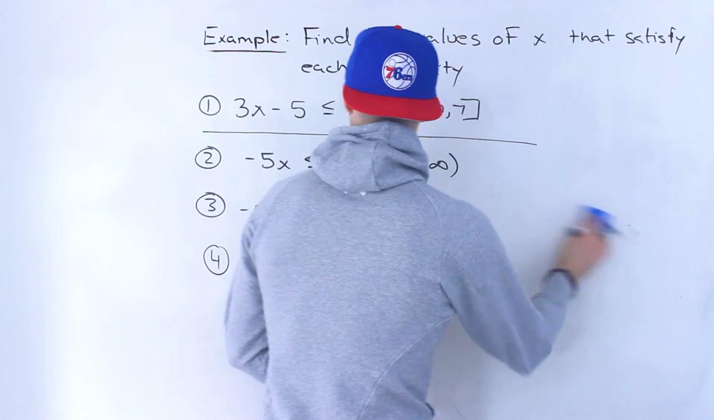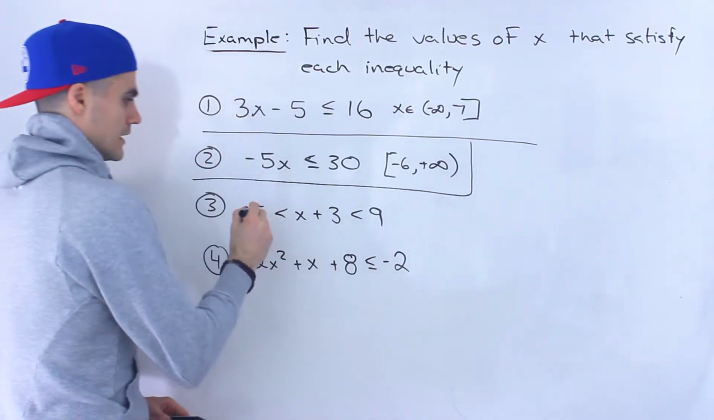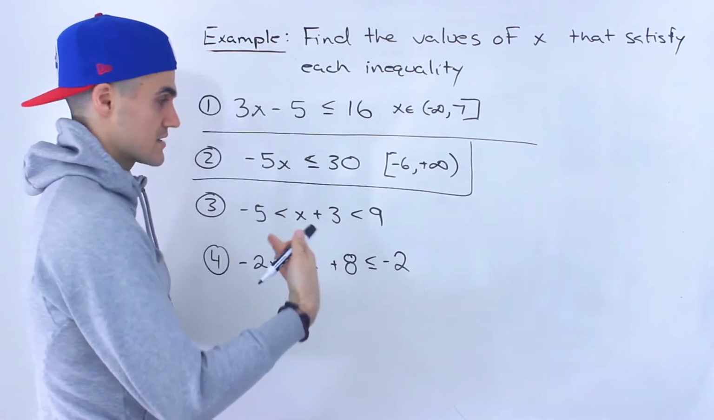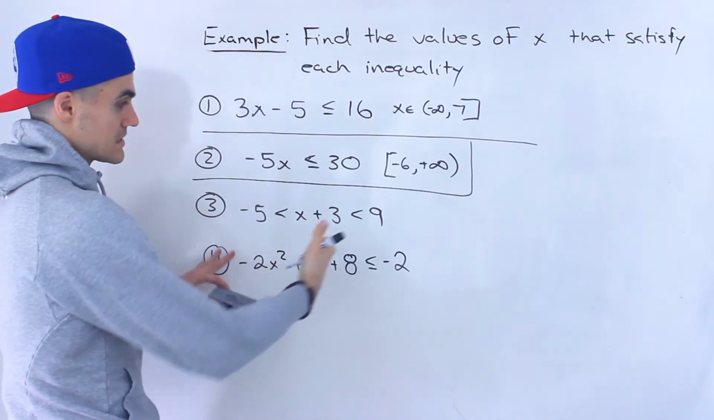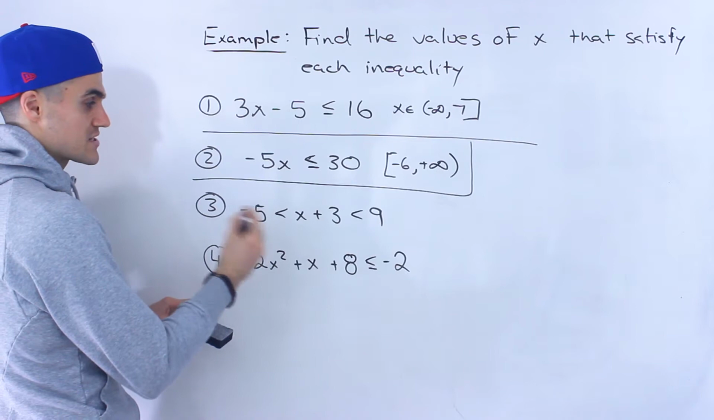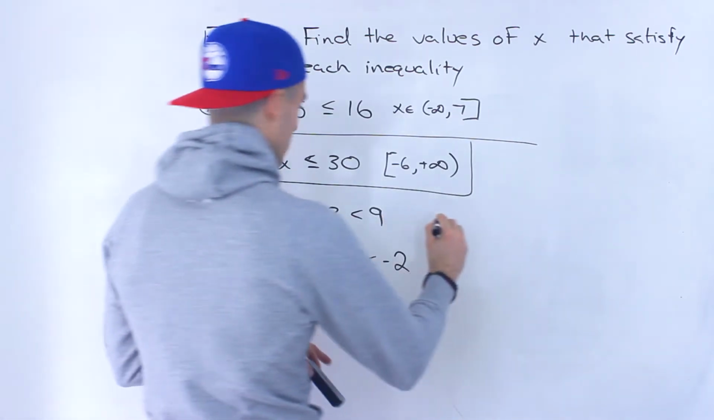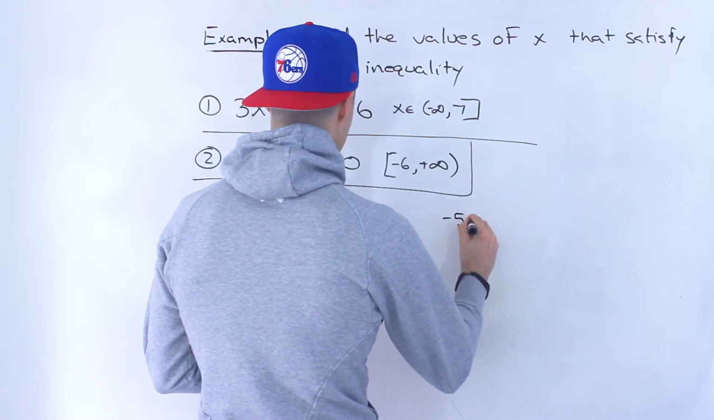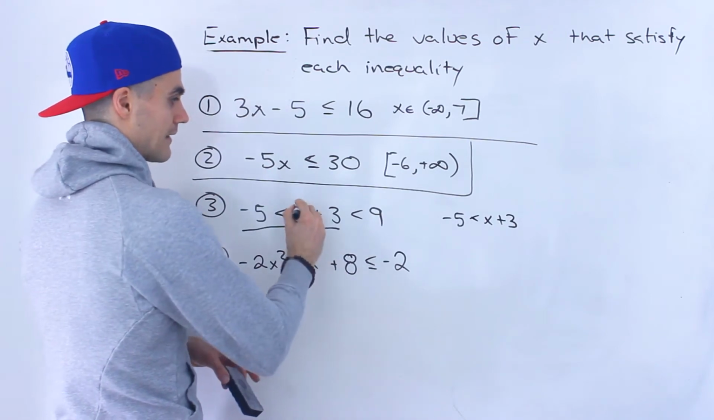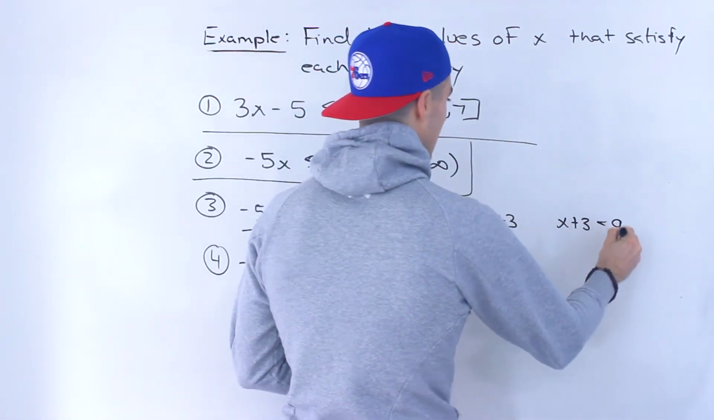Moving on to number 3, we've got x plus 3 has to be between negative 5 and positive 9. When I get something like this, a double inequality, what I like to do is split it up into two separate inequalities. So I look at this portion, and I'll have negative 5 is less than x plus 3, and then I look at this portion: x plus 3 has to be less than 9.